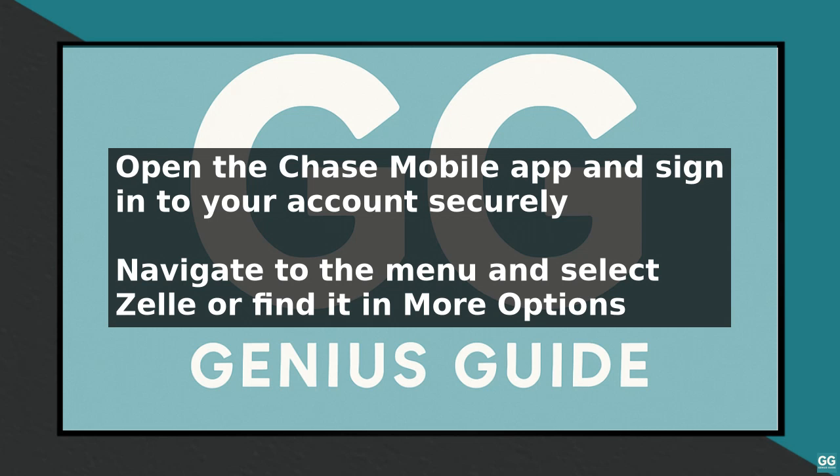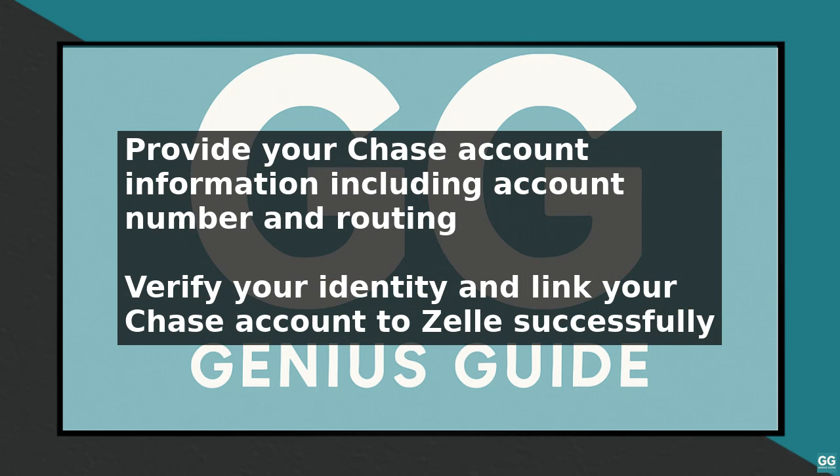You can find this information on your Chase checks or by logging in to your Chase online account. After you have entered your account information, Zelle will verify your account and send a test transaction to confirm that your account is linked correctly. This may take a few minutes to complete. Once your account is linked, you can start using Zelle to send and receive money.